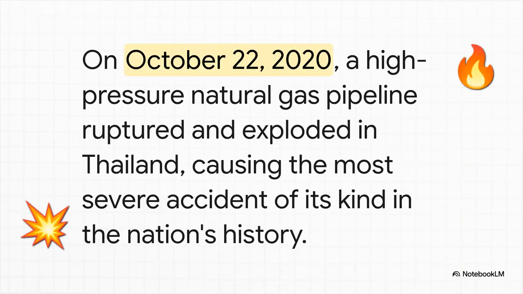So let's set the scene. October 22nd, 2020. A gas pipeline in Thailand just explodes. We're talking about a massive, high-pressure rupture that triggered a devastating fire. This wasn't just any accident. It ended up being the worst of its kind in the country's entire history.